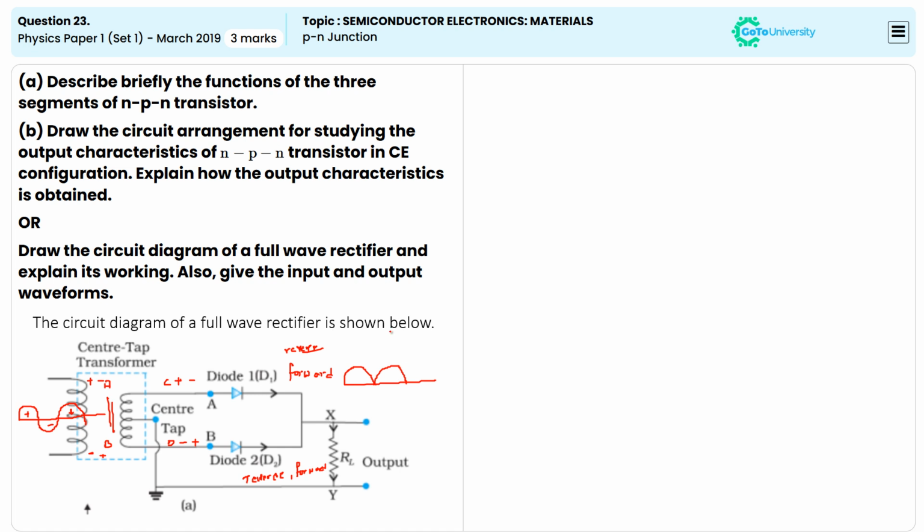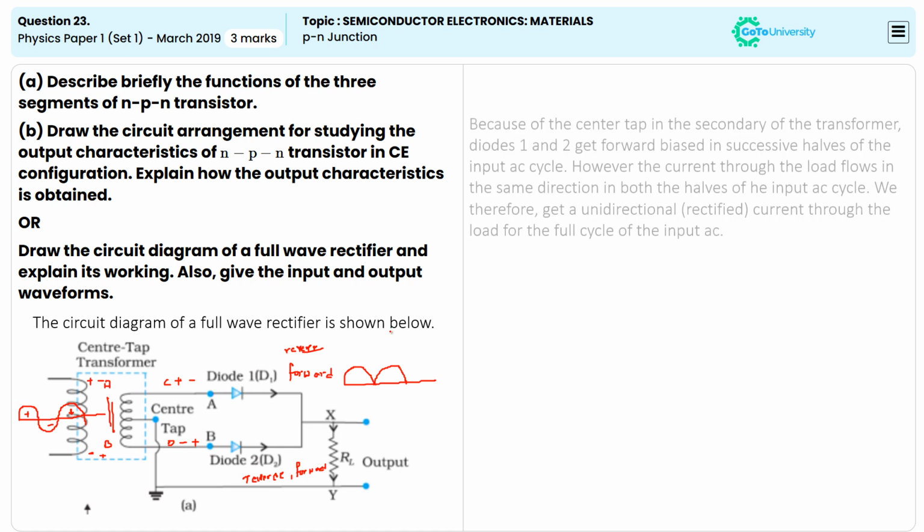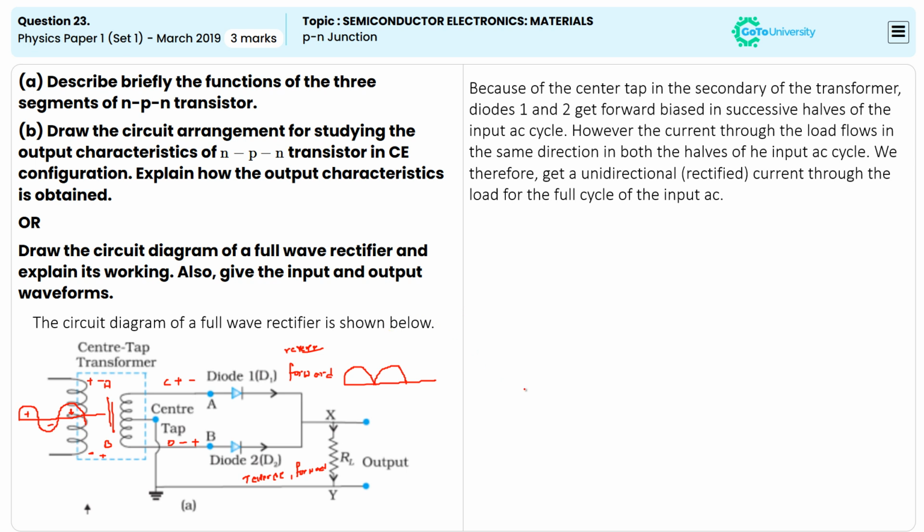Then we'll see the brief explanation. Because of the center tap in the secondary of the transformer, diode 1 and 2 get forward biased in successive half cycles of the input AC. However, the current through the load flows in the same direction in both halves of the input AC cycle. We therefore get a unidirectional rectified current through the load for the full cycle of the input alternating current.